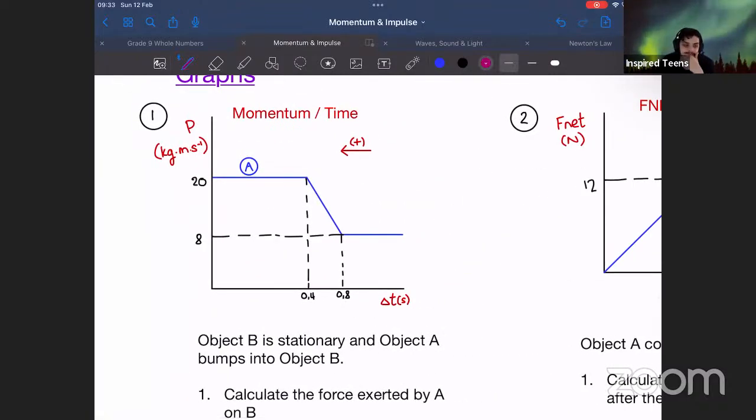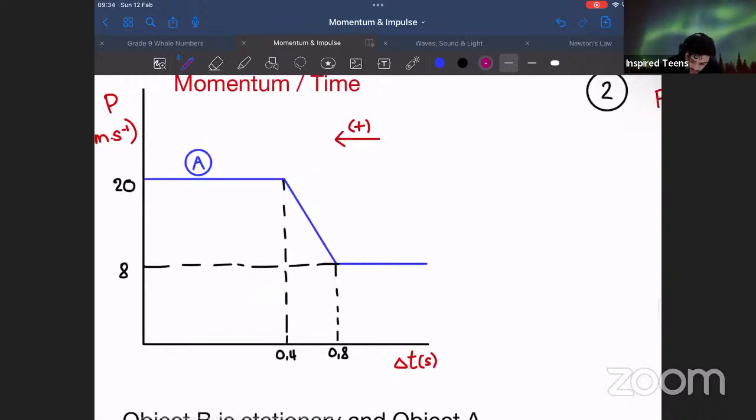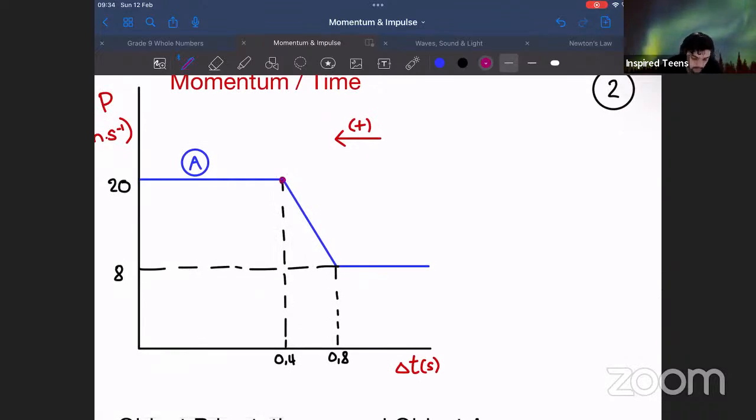Okay, so we have an example here. It's a momentum versus time graph. It's saying that we should use left as positive. Object B is stationary and object A collides with object B. Whenever in your momentum versus time graphs you see a change in momentum, it's a change in speed, but a lot of the time if you see a drastic change in both objects, that is where the collision occurs. That is where you should identify that the collision has occurred in the graph.